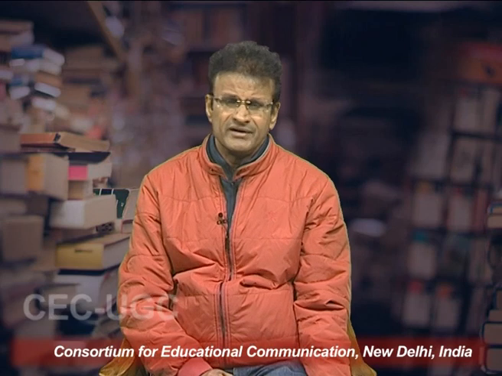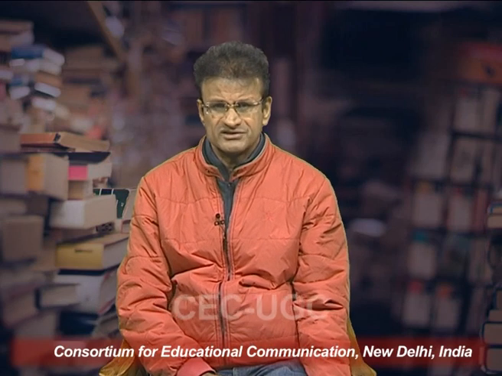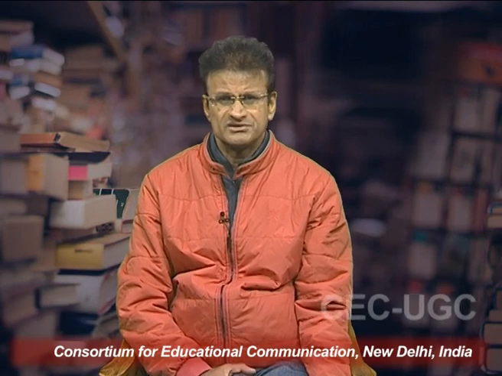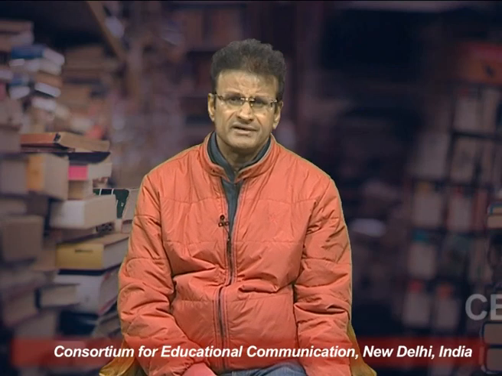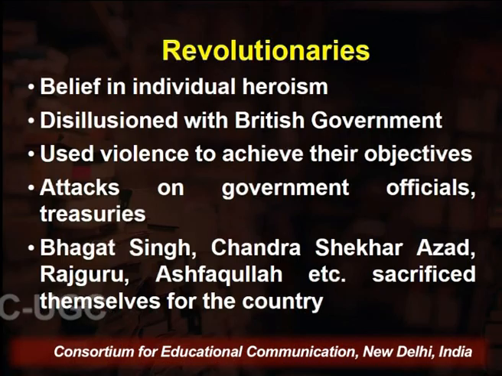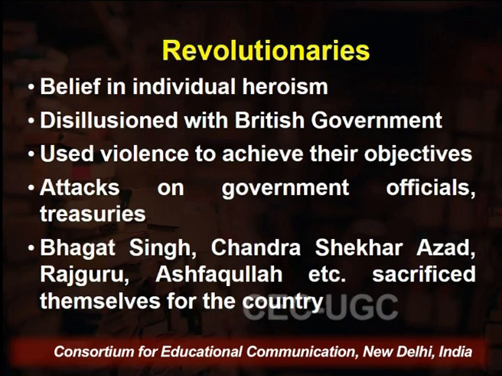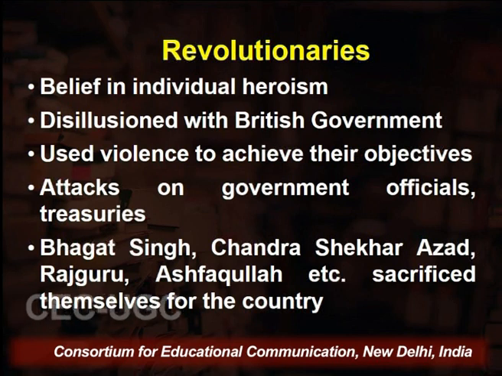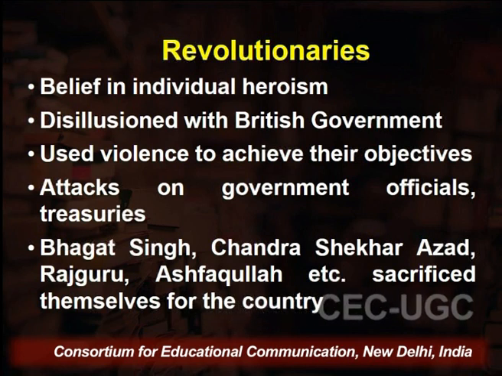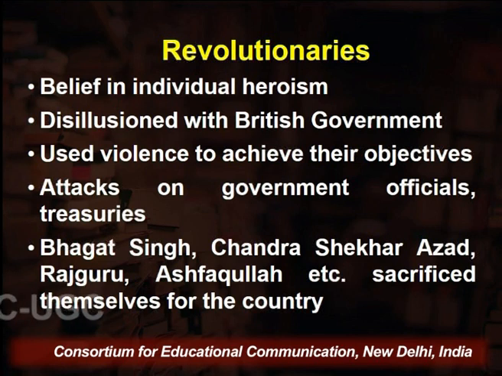and they believed in individual heroism, and they were seen to be some sort of heroes, and they were also disillusioned with the British government, and they used violence to achieve their objectives. And because of this, we find that they attacked various government officials or treasuries. And in the later part, some of the known revolutionaries were Bhagat Singh, Chandrasekhar Azad, Rajguru, Ashfaqullah, etc., who sacrificed themselves for the country.